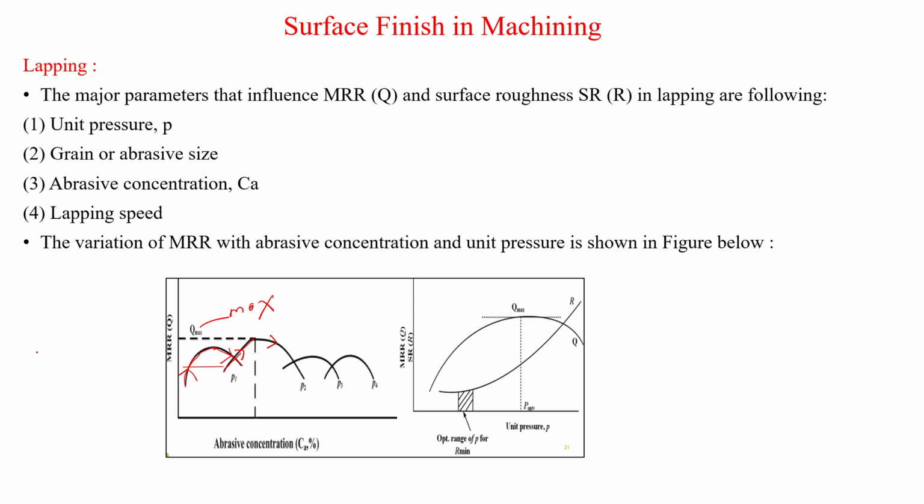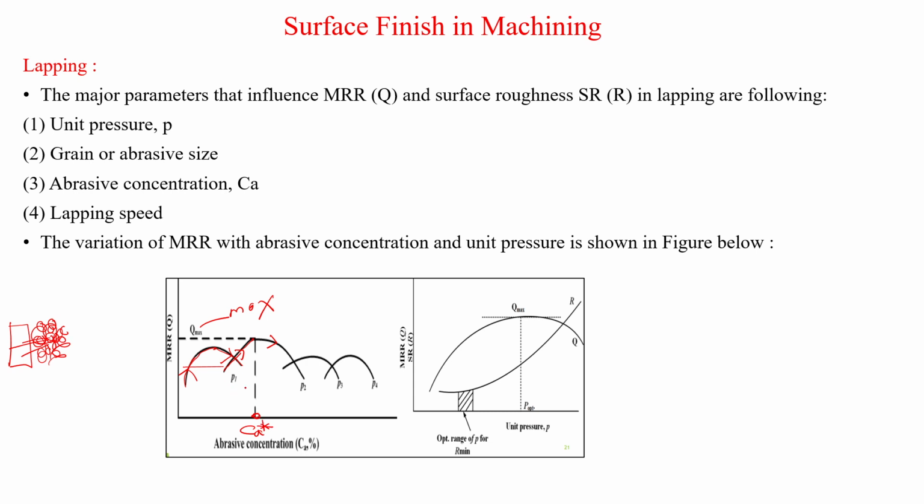If you want to cut this rectangle, and you're using some abrasive particles, you want to cut this from this. So as you increase the number of abrasive balls, it will cut more and more MRR will be generated. But if you increase the concentration so much that the density is very high and it is not able to cut, then after a particular critical value of abrasive concentration, Ca star, the value of MRR starts decreasing.